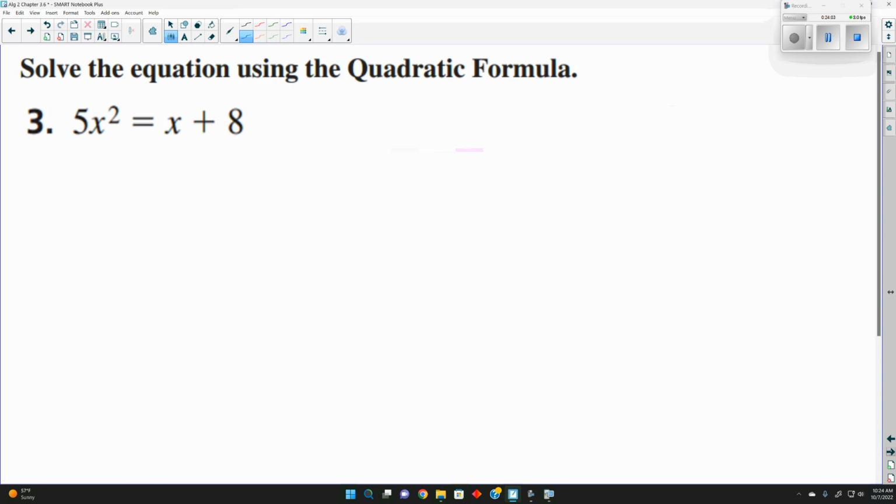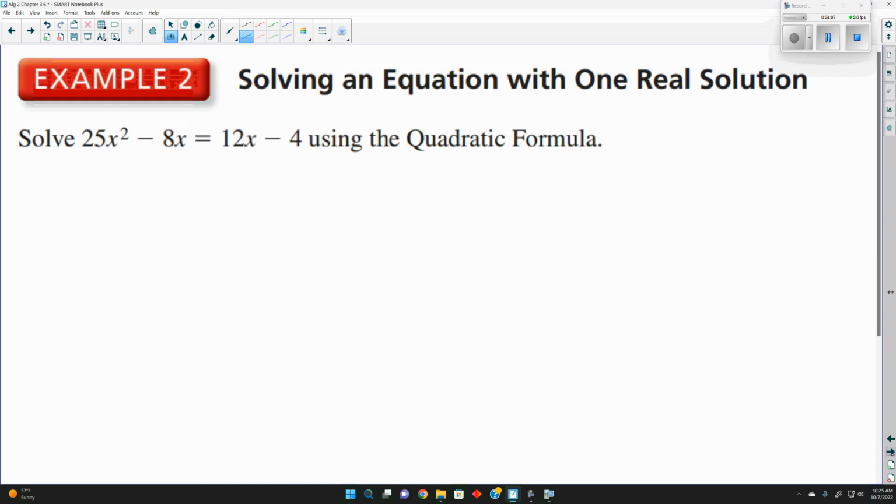Do we need to see another example of one of these? All right, let's look at this one here. This one here is a little bit different, mainly because it says that it has one real solution. Yeah, but that's what it says in an example. Solve an equation with one real solution.